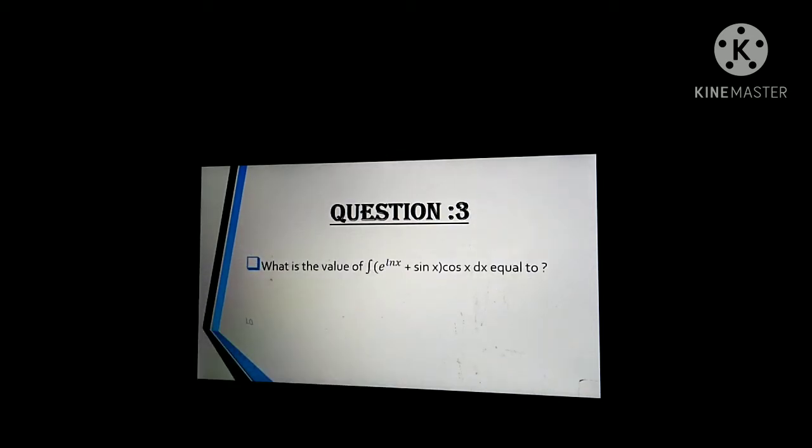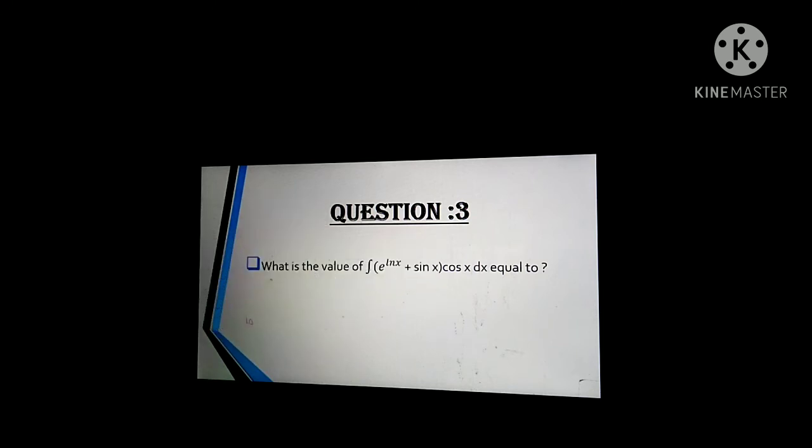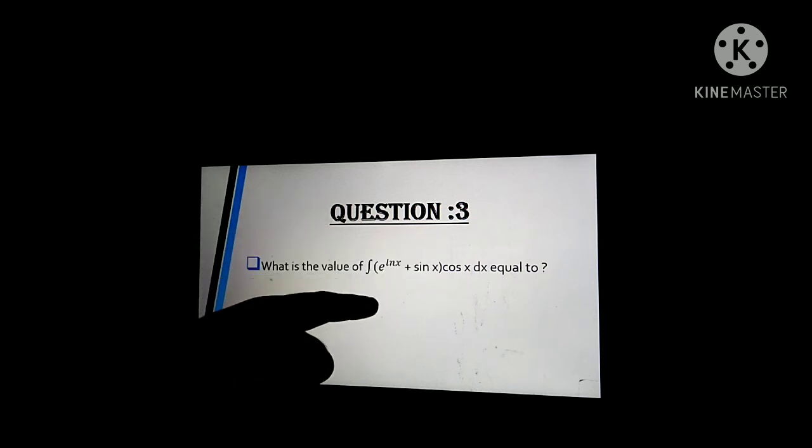Now let's come to question number 3. In question number 3, we have: what is the value of the integral of e^(ln x + sin x) times cos x dx? This is a question based on indefinite integrals: e raised to (ln x + sin x) in brackets, multiplied by cos x dx.